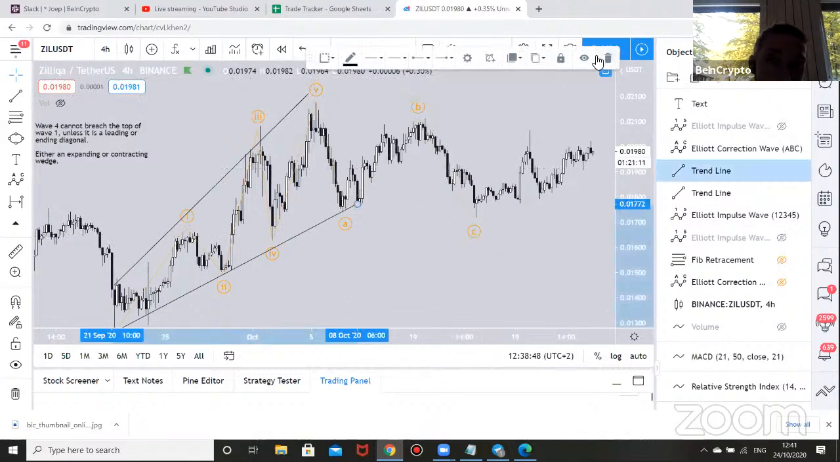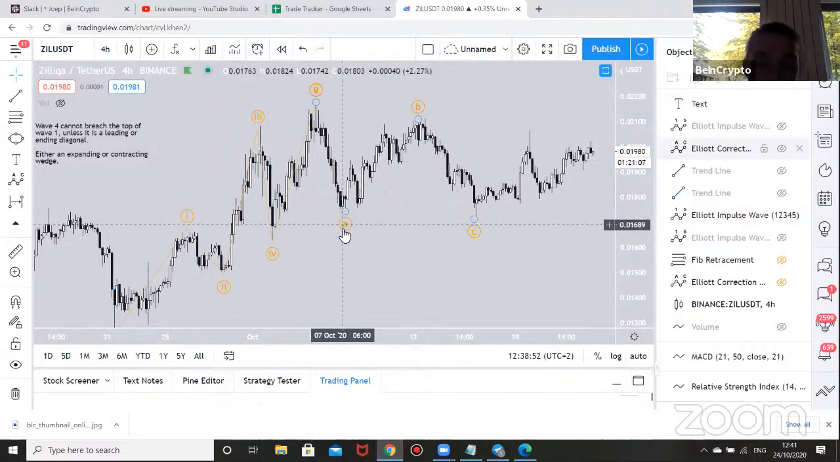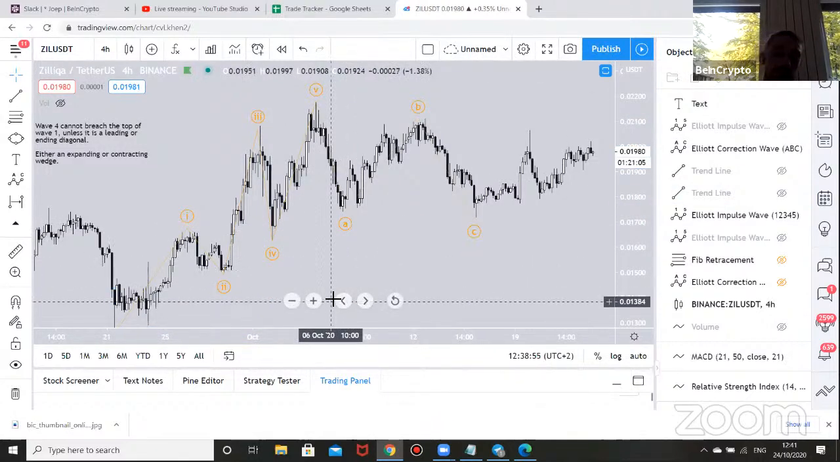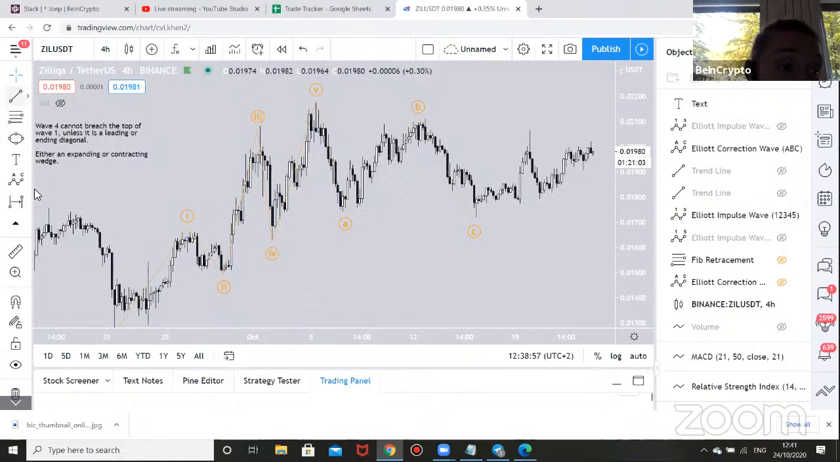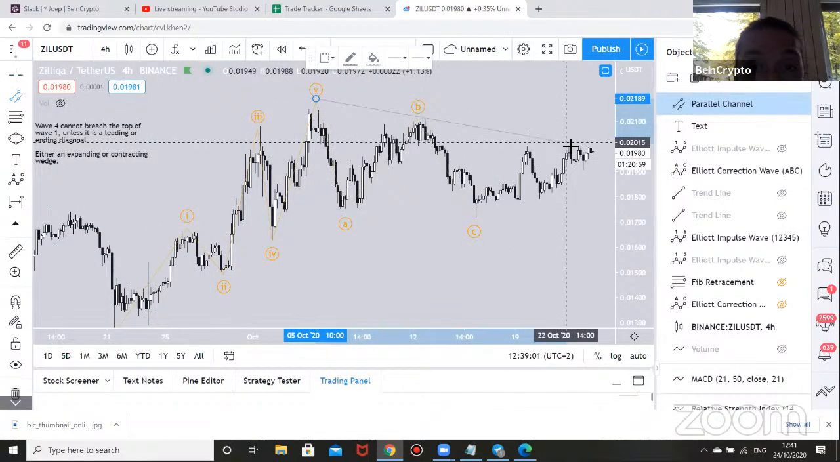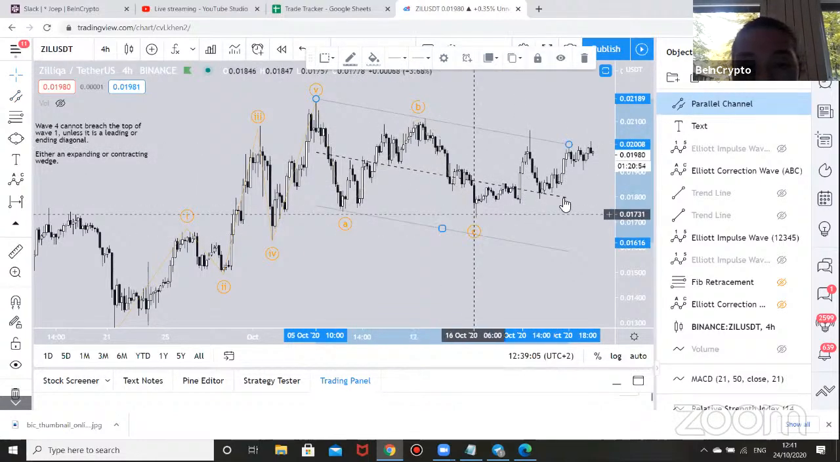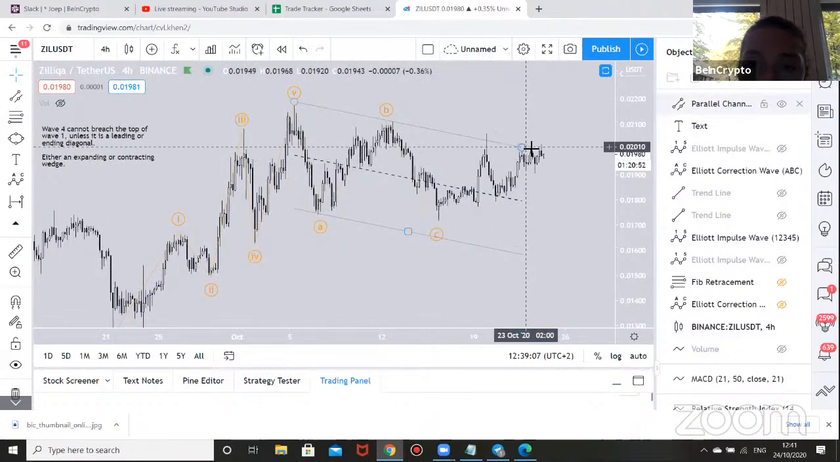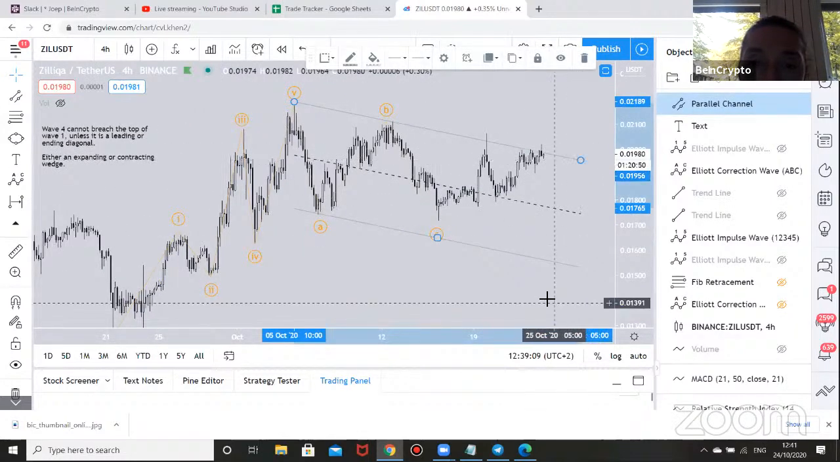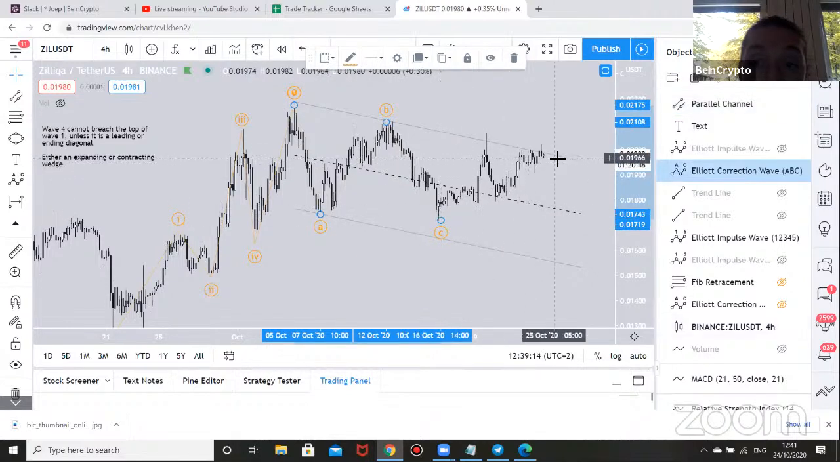Now again, if you recall one of the previous sections, I said that corrective movements are often contained within parallel channels. So in this case, we have a channel. No, never mind. This wasn't. It's likely that this could still be a correction, just because it's still in the channel. So the C wave did not end here.